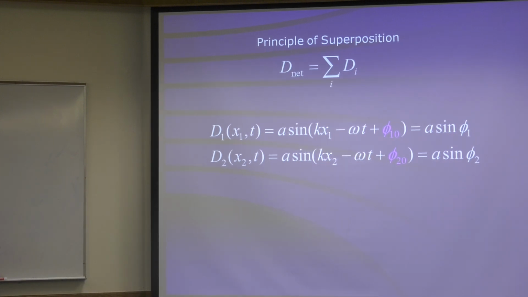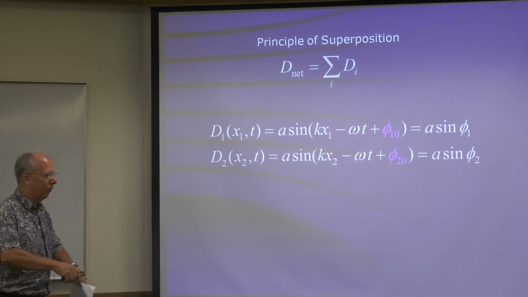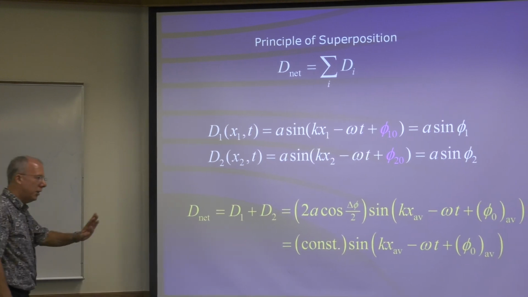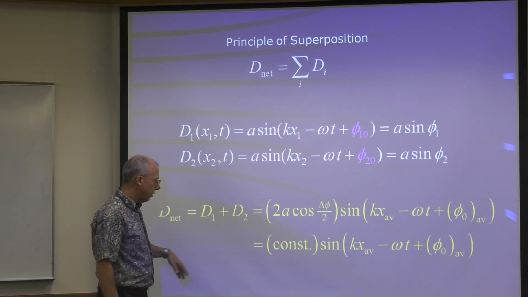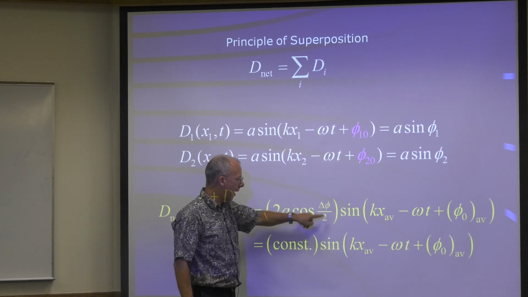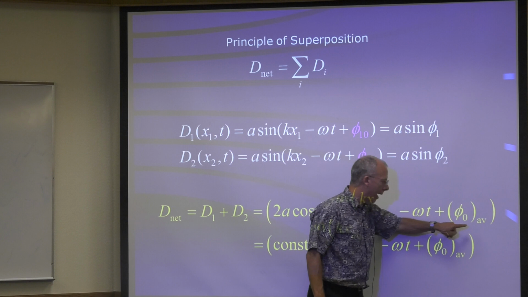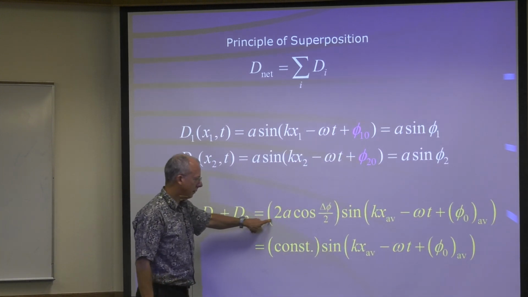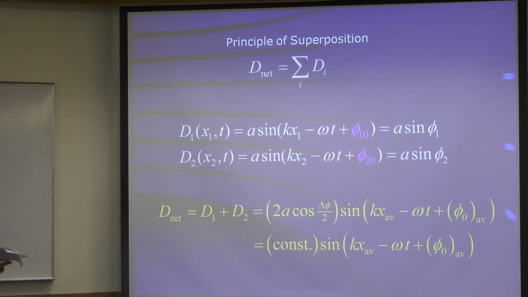All right, so what you do, you use all the trig relations and you just add them. And then you wave your hand and there's the answer. All right, so I promise you, you could do this. So using your trig relations, this is what you get. You get 2A cosine delta phi over 2 times sine of kx average minus omega t plus phi 0 average. And this is a constant, right? So just call it a constant. Okay, there you go. Pretty lazy, huh?